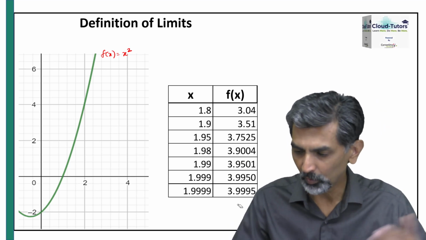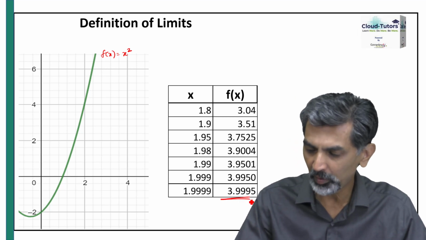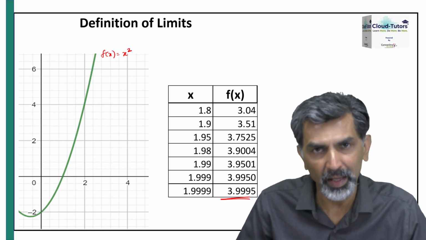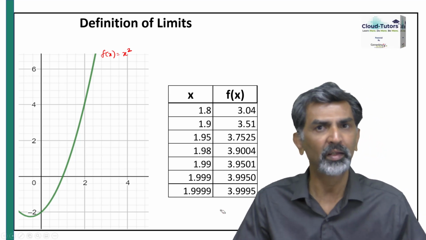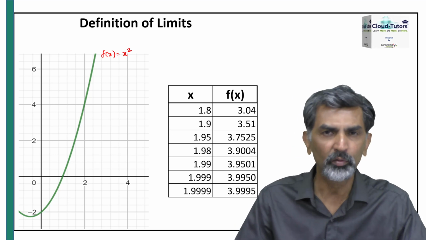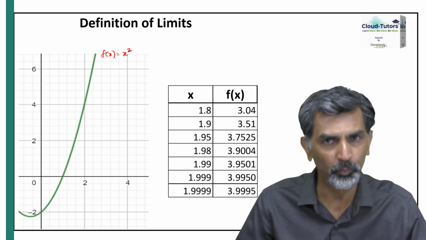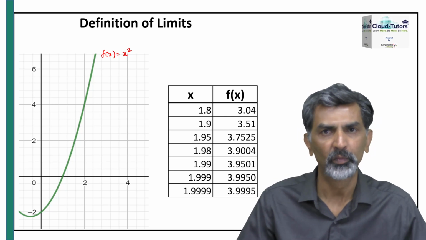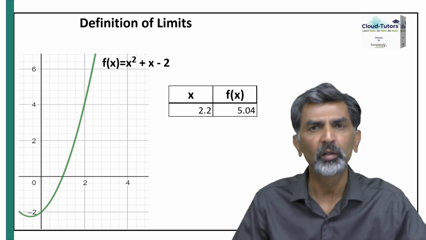And yet again, x becomes 1.9999 and f of x becomes 3.9995, closer and closer to 4. So what we can say in this context is, as x approached 2, f of x approached 4. And you can see why that statement can be made. Let's do the other thing.